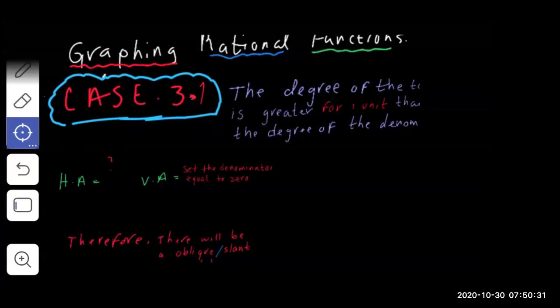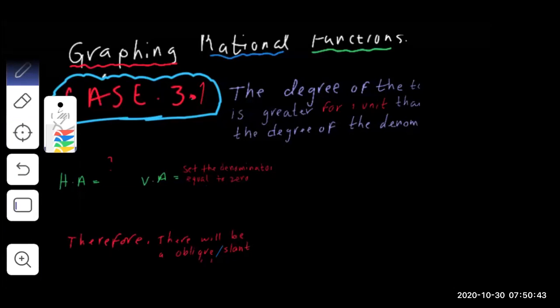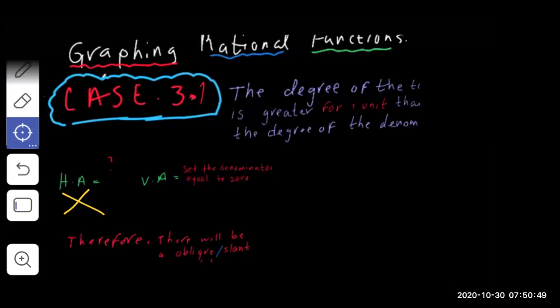The horizontal asymptote. And notice that case 3.1 is a little bit different because the horizontal asymptote is not going to exist anymore. We're not going to have a horizontal asymptote at all. Instead, if we don't have a horizontal asymptote, what are we going to have then? There will be an oblique, slant asymptote. And what is an oblique or slant asymptote?